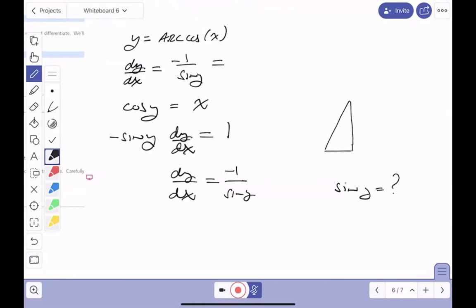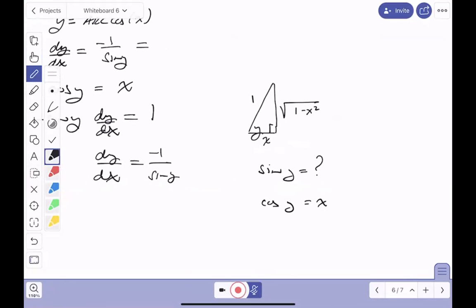I don't know what it is, but I know the cosine of y is equal to x. So what does it mean? The angle is y, the ratio is x over 1. What's the side over here? Just using a right triangle, by the way, it's going to be the square root of 1 minus x squared. Now what do I do?